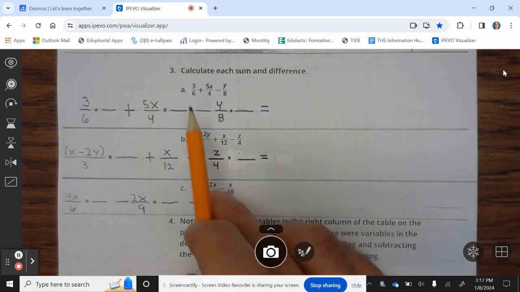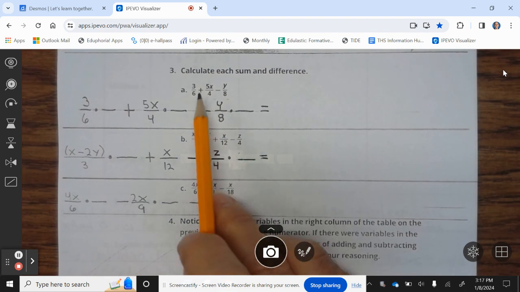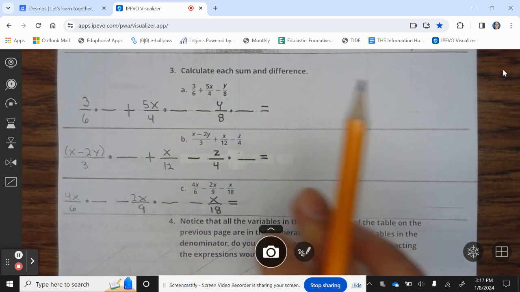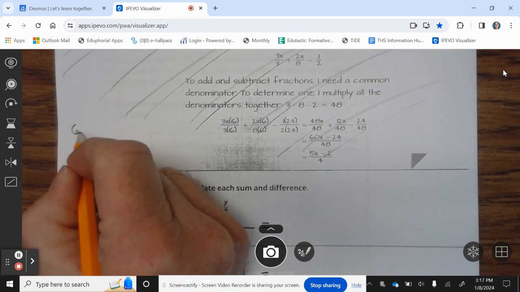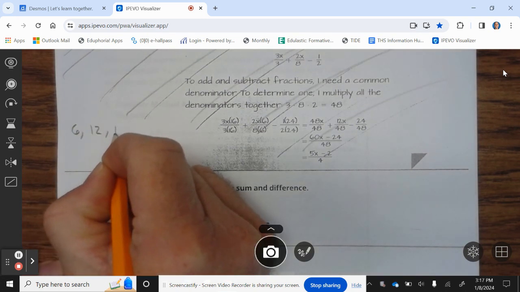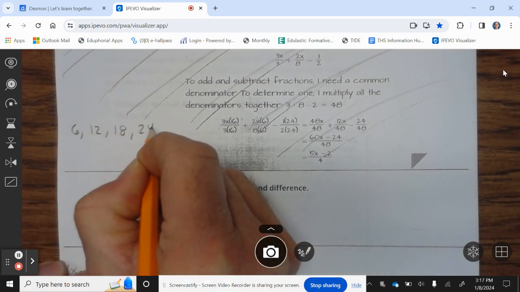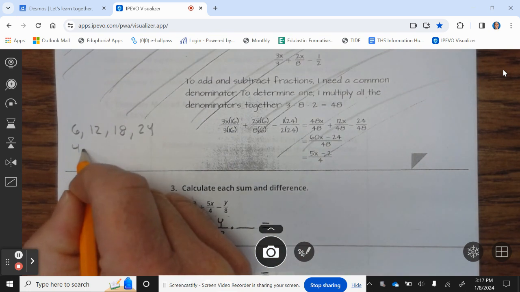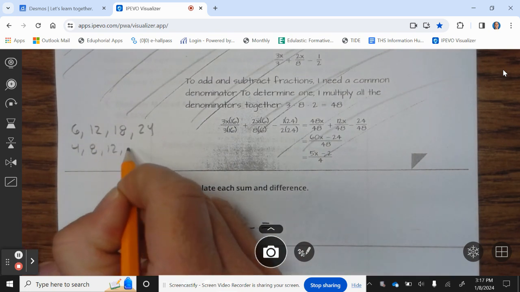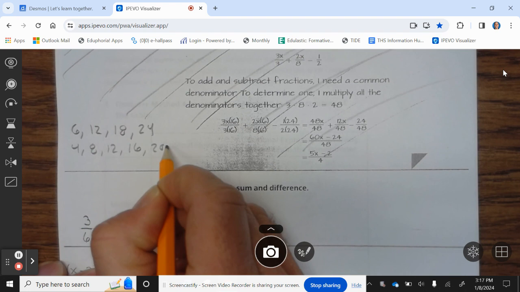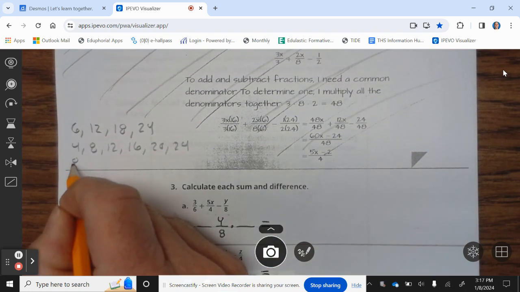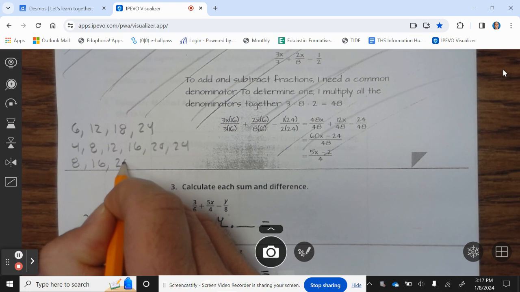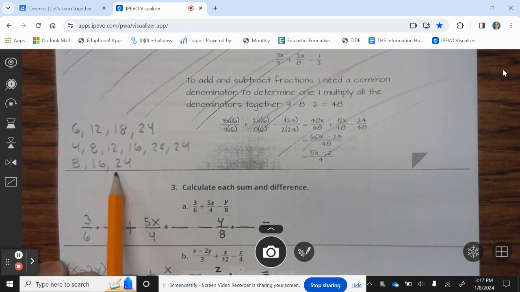In order to add these, they have to have the same denominator. So we need to figure out a number that's common to 6, 4, and 8. So let's take a look at some of the multiples of 6: 6, 12, 18, 24. 4: 4, 8, 12, 16, 20, 24. And then 8: 8, 16, 24. You can see that 24 is common to those three numbers, so our common denominator is 24.